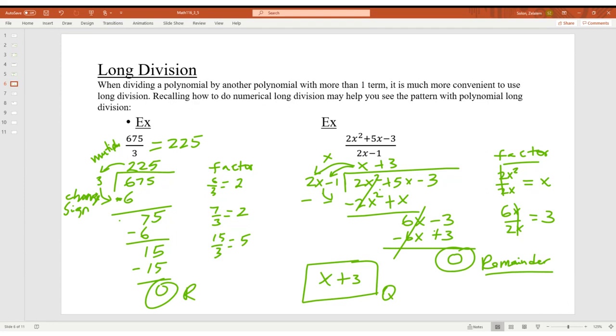Okay, I know this looks like a very complex and very long process. Let's do more examples so that you will understand it. Okay, let's do another example. This example is just to show you the parallel between long division in numbers and long division in polynomials. Okay, now let's do another example.